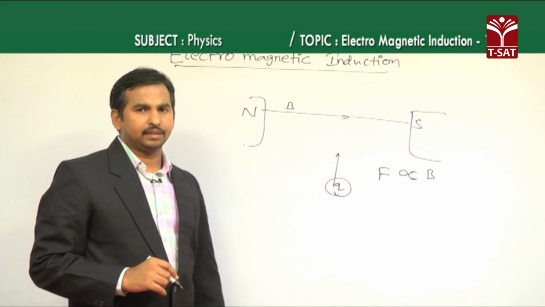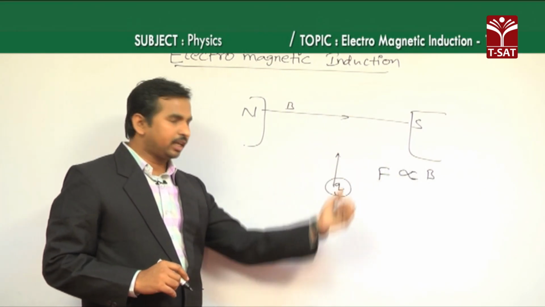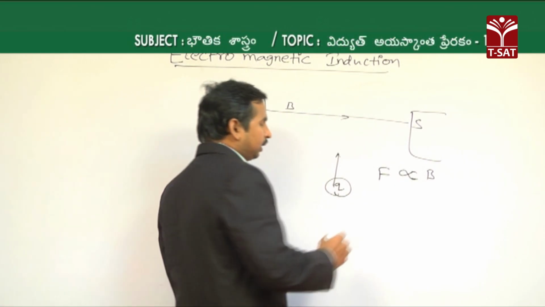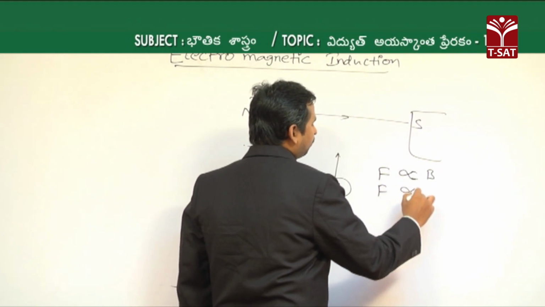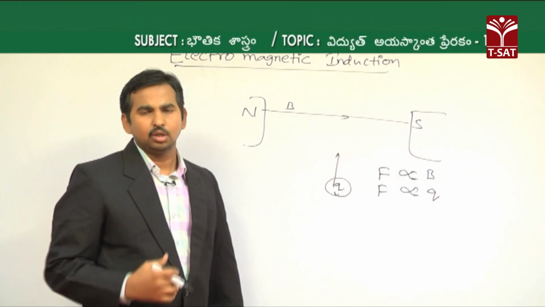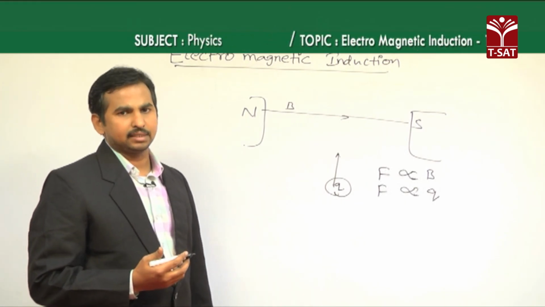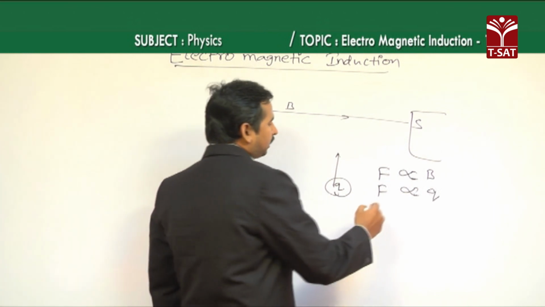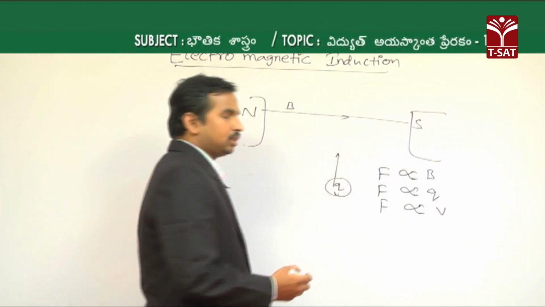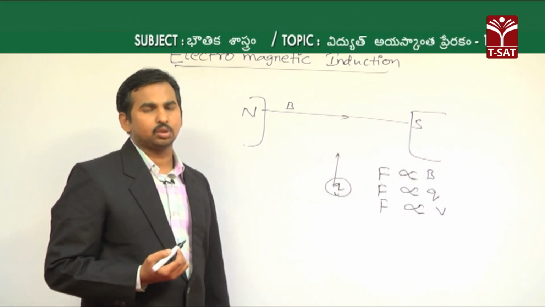That external magnetic field. The force which is acting on this charge q is directly proportional to the magnetic field strength. And not only that, this force is directly proportional to whatever charge we are taking, the magnitude of the charge. The more charge you take, the more the force acting there increases. And another important factor is that F is directly proportional to the velocity with which the charge is moving. This means the force acting mainly depends on three factors.